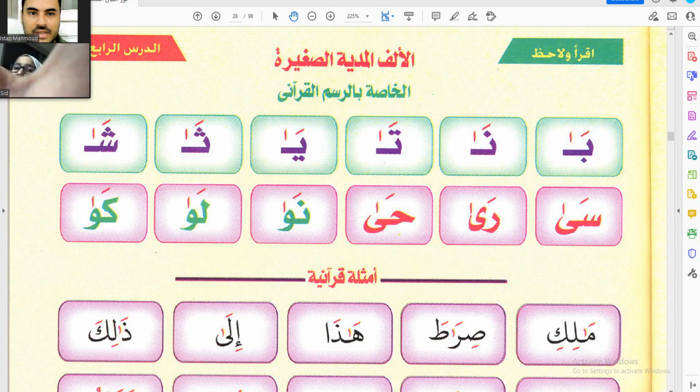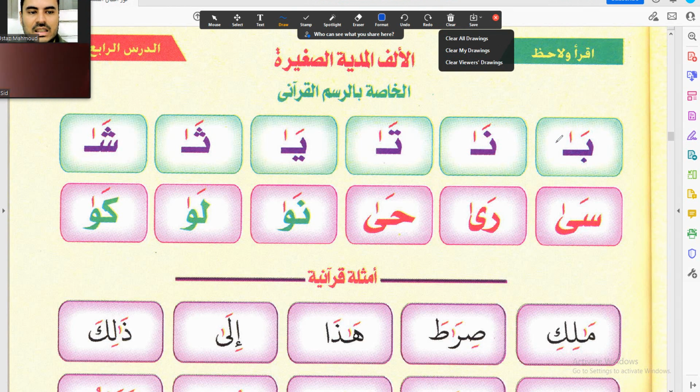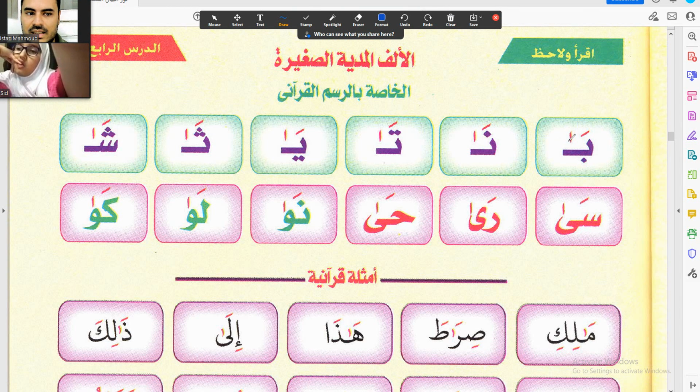Today, inshallah, we're going to take the small alif. You know, the small alif comes in the Quran only. When we find it like this, it's just like a normal alif, so I have to stretch.